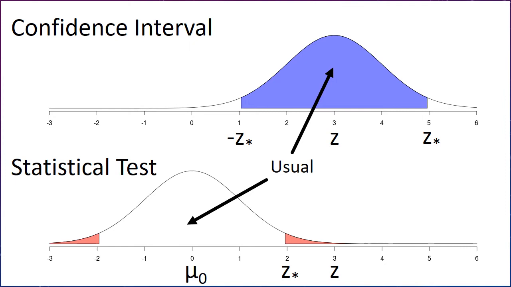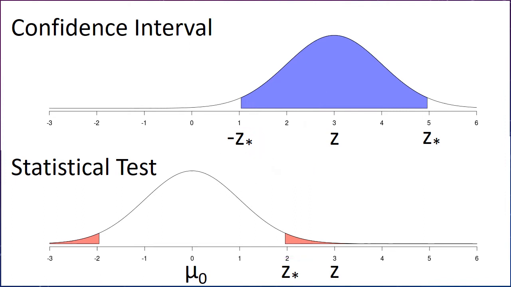For both, it was the critical value that corresponded to the confidence level or the significance level that gave us the boundary of usualness. And for the same confidence or significance level, the width of that region of usualness was the same. What's the difference between these two procedures?